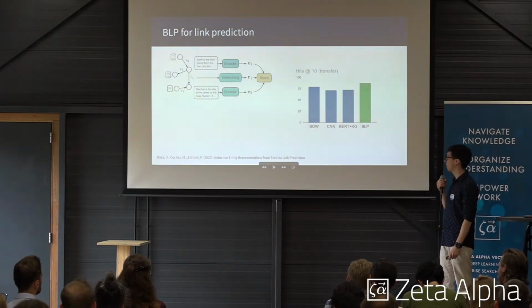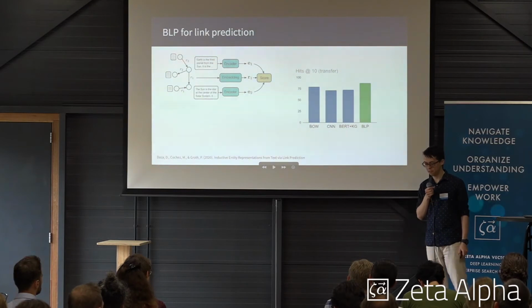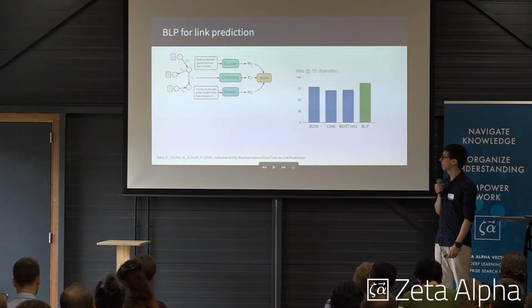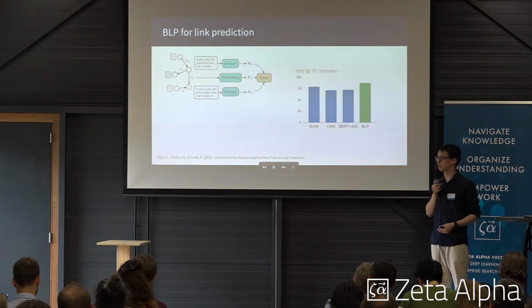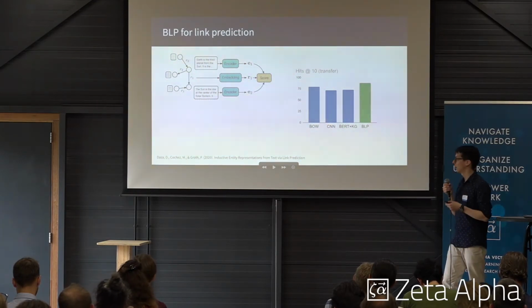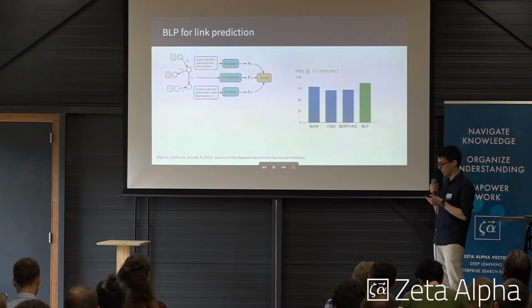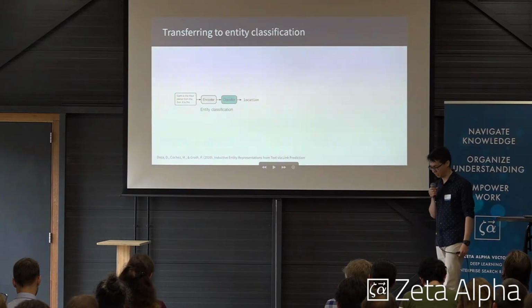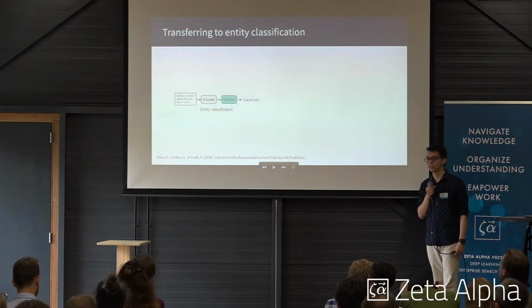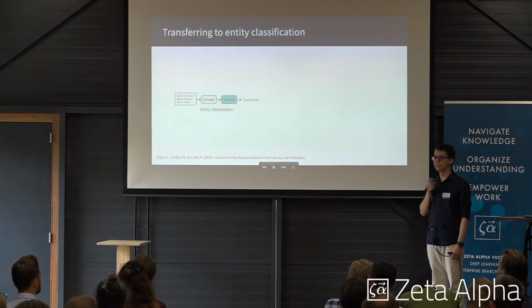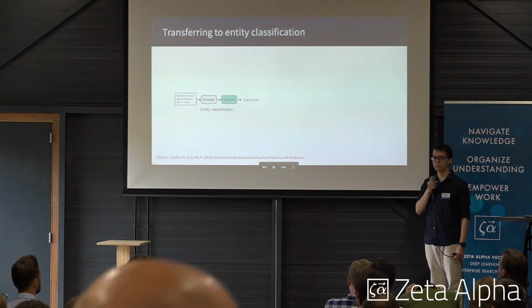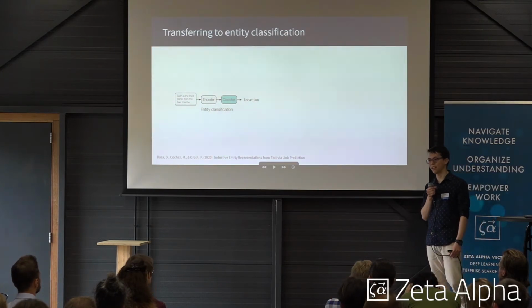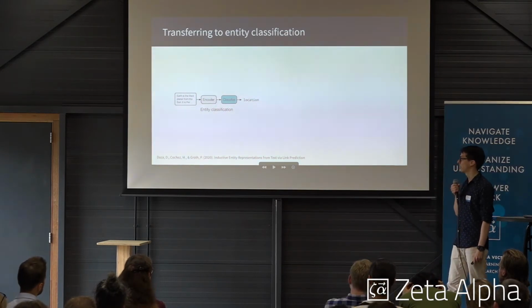Now that we're done with the link prediction task, we look at the encoder and we see, okay, we have this encoder that is able to take as input the description and produce a vector representation. Can we do something different? The first thing we do is to look at entity classification. We reuse the encoders that we trained for link prediction as feature extractors for a classifier that has to determine the type of an entity.